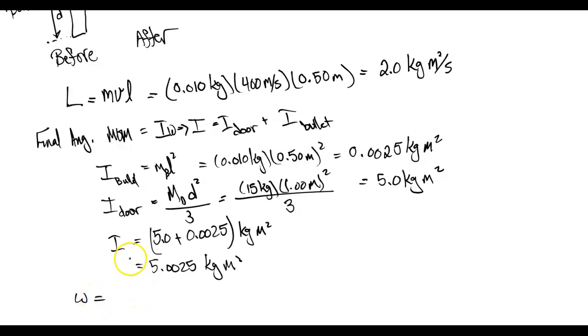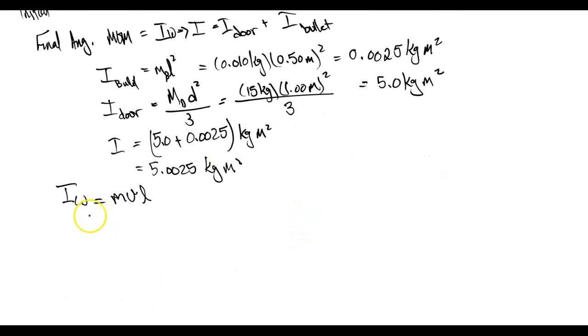And now we can say that omega is, so this is initial, right? This is final, and if we set them equal to each other, we have I omega equals mvl. So omega by itself is going to be mvl over I. mvl we've already done, right? That's just the momentum initially, and we found that to be 2.0 kilogram meters squared per second.